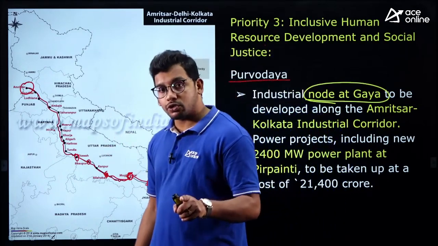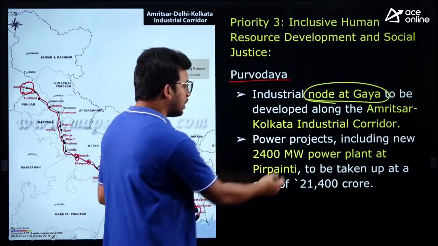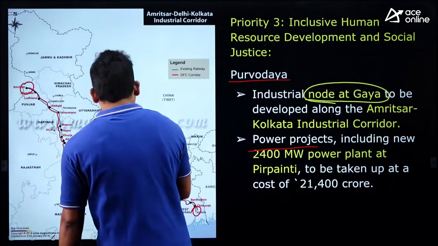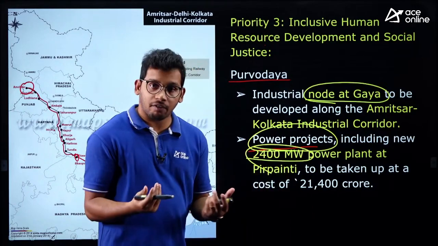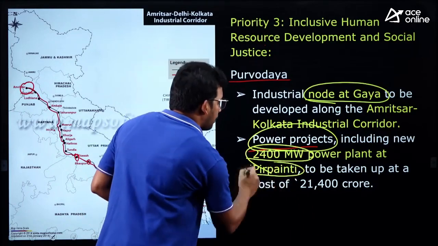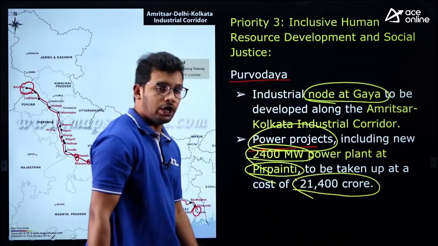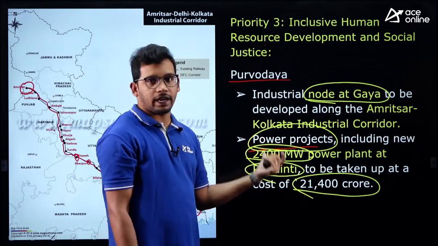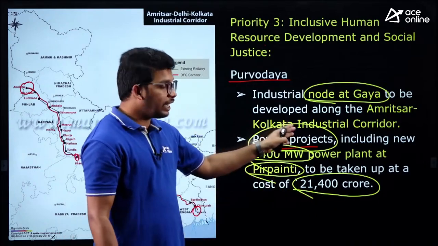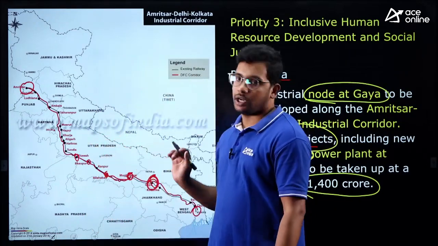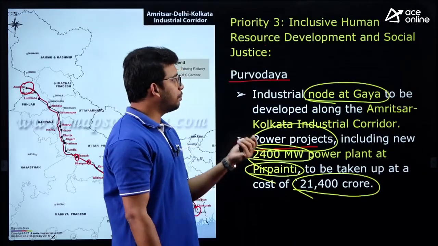So here the government is going to develop the node at Gaya with a lot of industries, and specifically they are going to encourage power projects in this Gaya node. Power projects with the capacity to develop 2400 megawatts of power at Pirpainti, which is also in Bihar. They are going to take this up with 21,400 crores near Gaya. This Pirpainti is near Gaya itself. So they are going to push by giving 21,400 crores for the industrial corridor in the Gaya region in Bihar. So this is about giving certain benefits to the Bihar region.